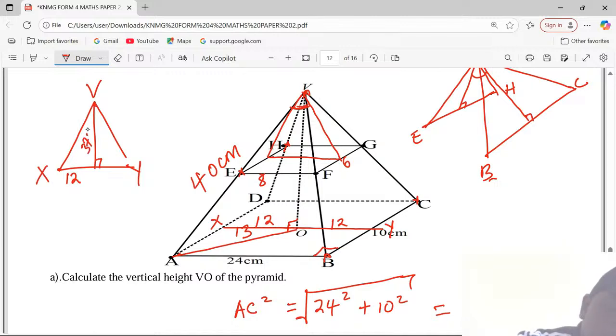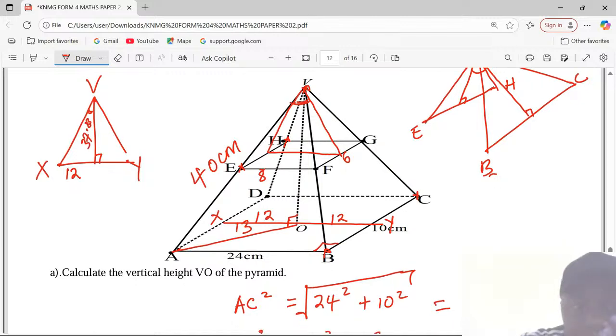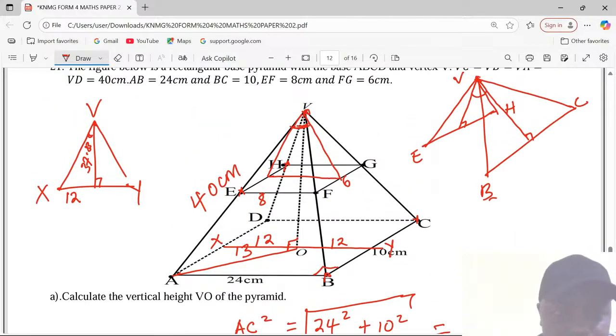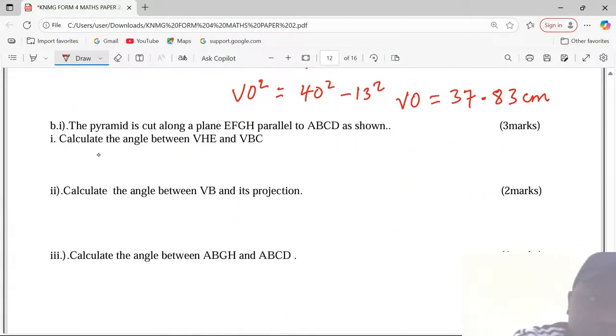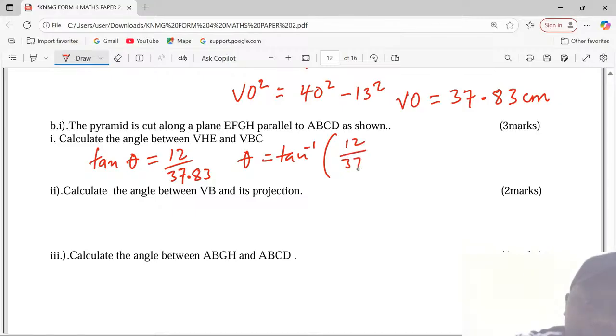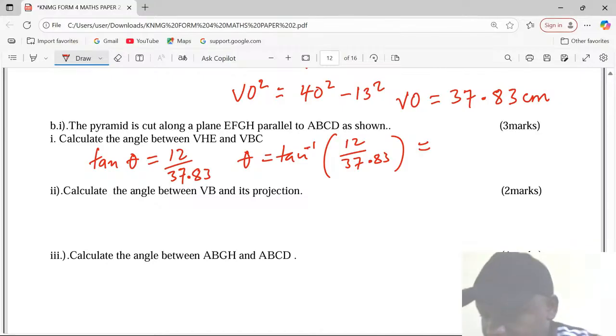That's 37.83. So we can get one angle there by saying the tan of the angle equals 12 over 37.83. So the angle shall be tan inverse, or shift tan, of 12 over this value, and I'm getting 17.6.